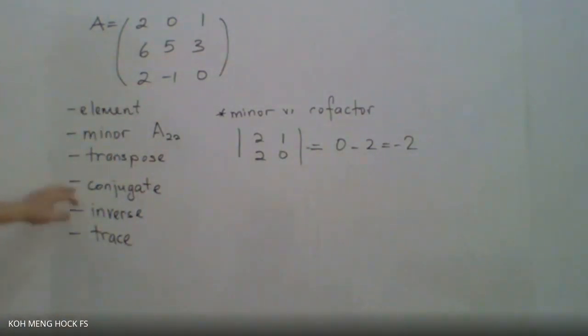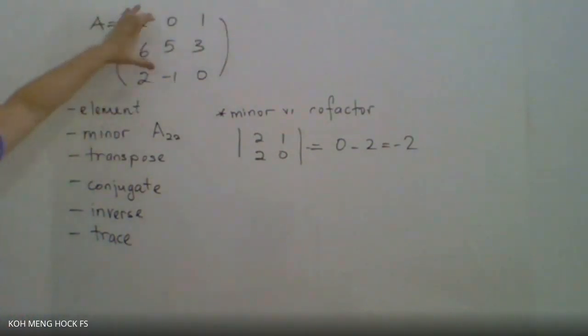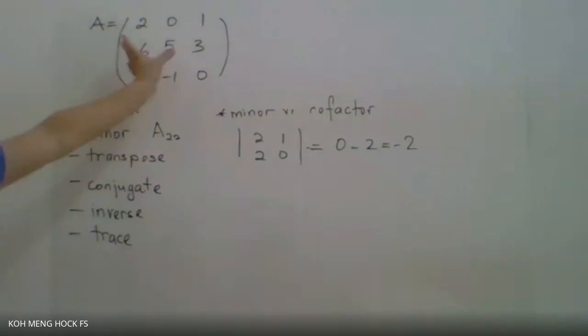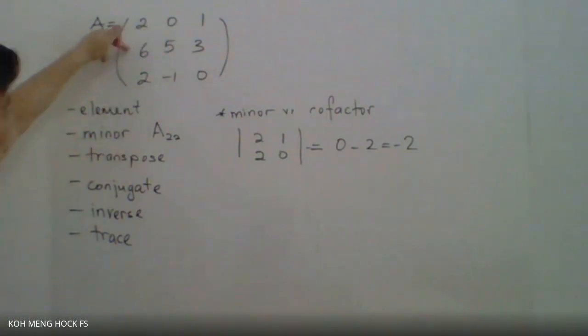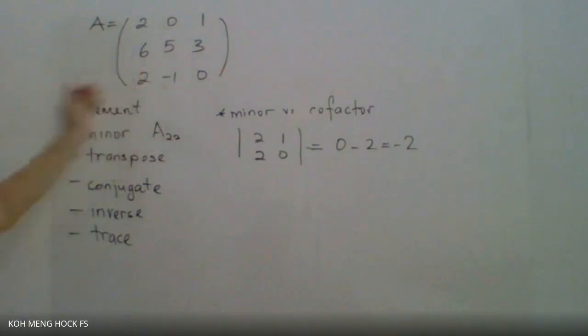Right. So next one, transpose. This is very straightforward. Transpose means you change from a row to a column, or a column to a row. So in this case, 2, 6, 2, you're going to change it to a column, and 0, 5, -1, you're going to change it to the second column. And then 1, 3, 0, you're going to change it to the third column. Okay, so that is a transpose.